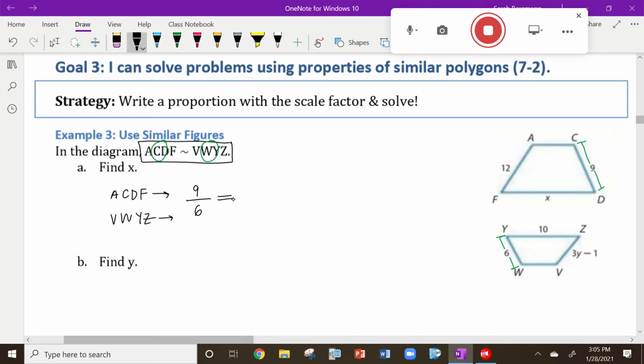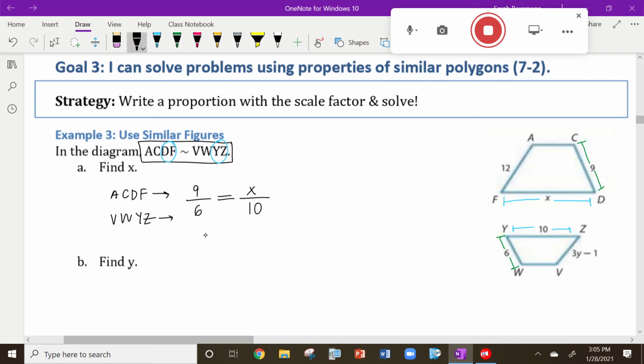Next, I'm going to make this proportional to a side that has x in it. I need to figure out what side corresponds to FD. If I look at my similarity statement, I see FD corresponds to YZ. I know that I have to put anything from polygon ACDF in the numerator. So I know x must go in the numerator. That leaves me with 10 in the denominator. Now this should look like a proportion that you know how to solve.